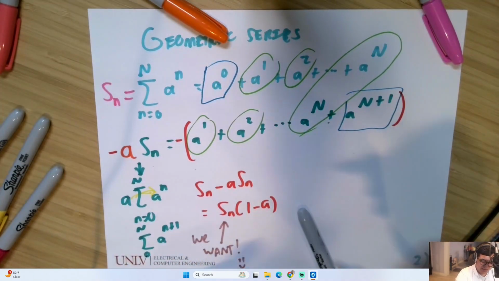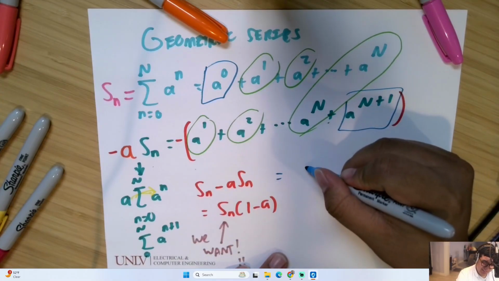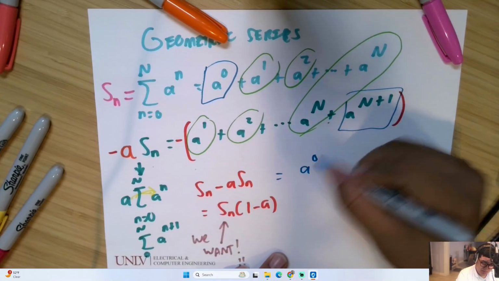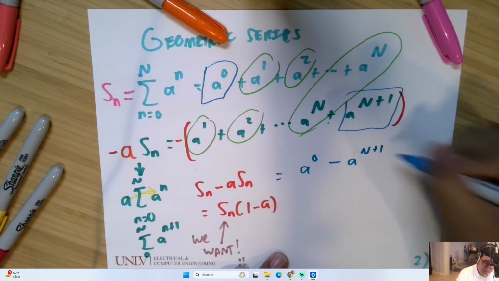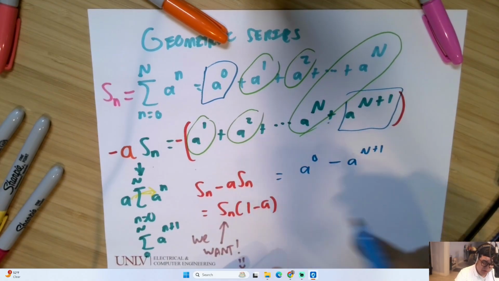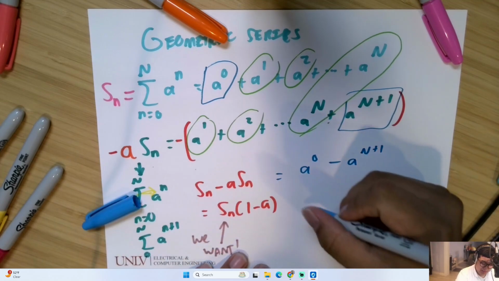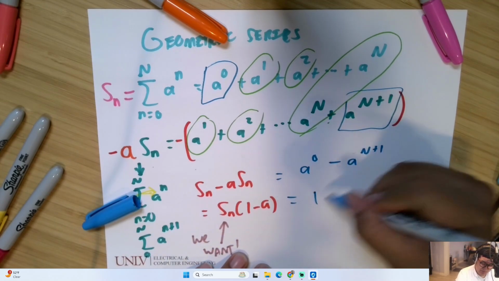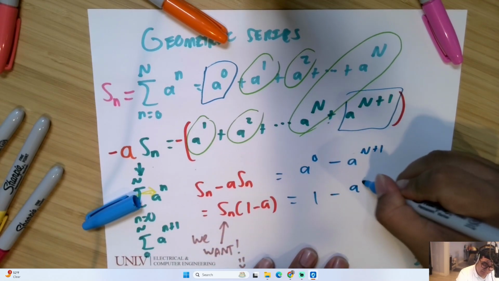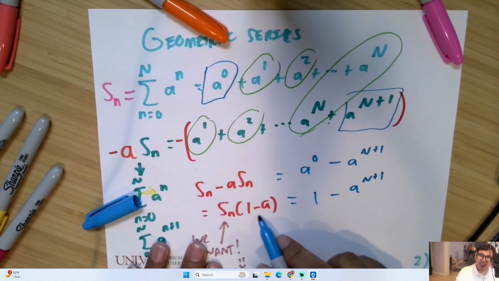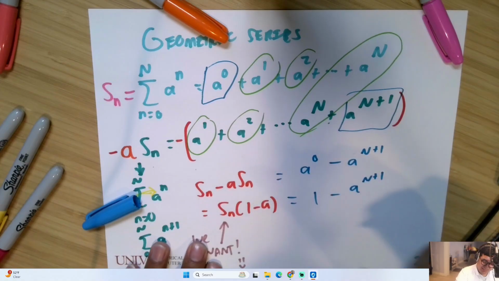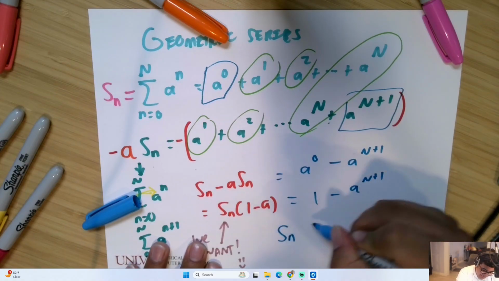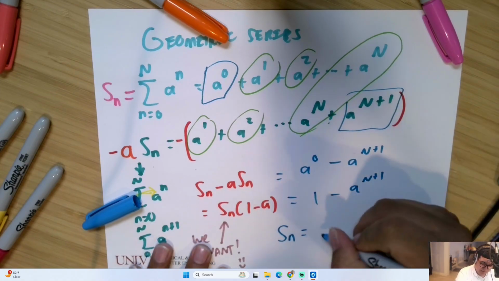So now that turns into the following: A of 0, which can be rewritten as 1, minus A of n plus 1, okay? So now you get to the point where you have 1 minus A of n plus 1. You see this term right here? We're going to divide this term by this, all right? Which gives us S of n, which is our series.